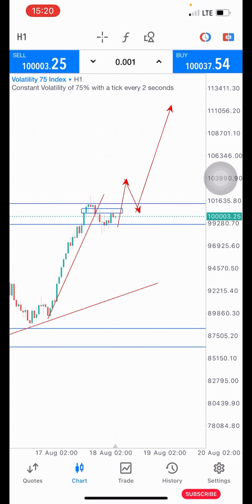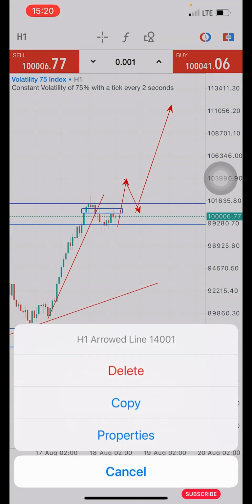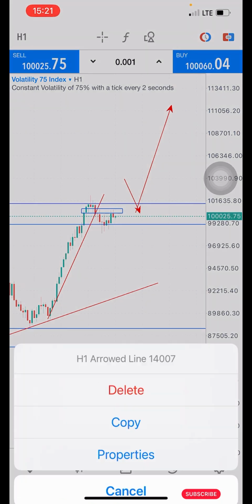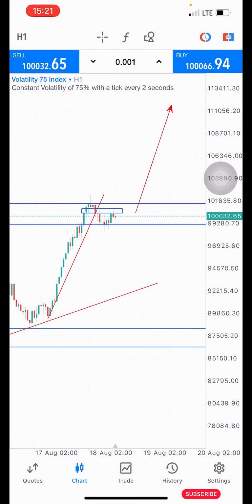All right, so personally, this is my plan of action on this pair, on this volatility index. All right, this Volatility 75 Index. This is my plan of action, and hopefully you also pick something from this video that will be of help to you. Okay, one or two knowledge is not too bad.